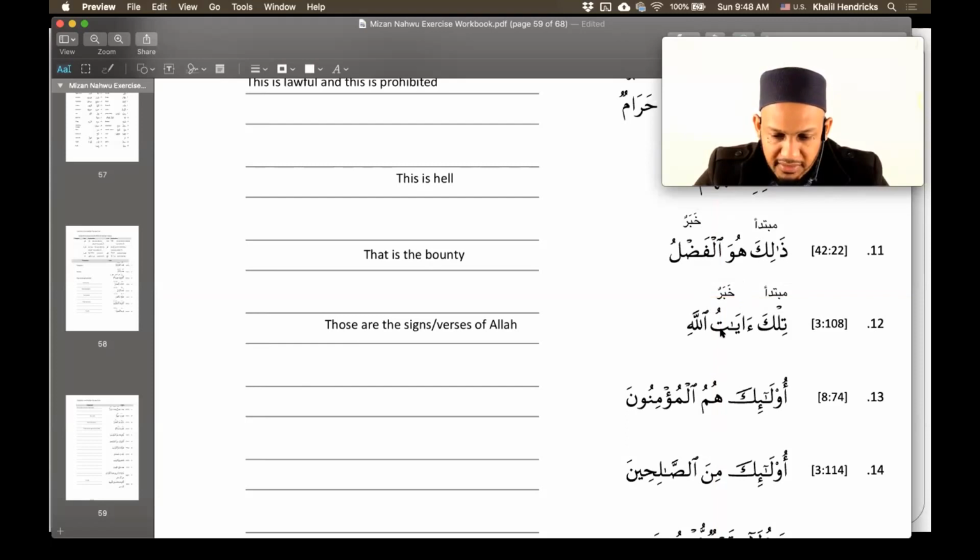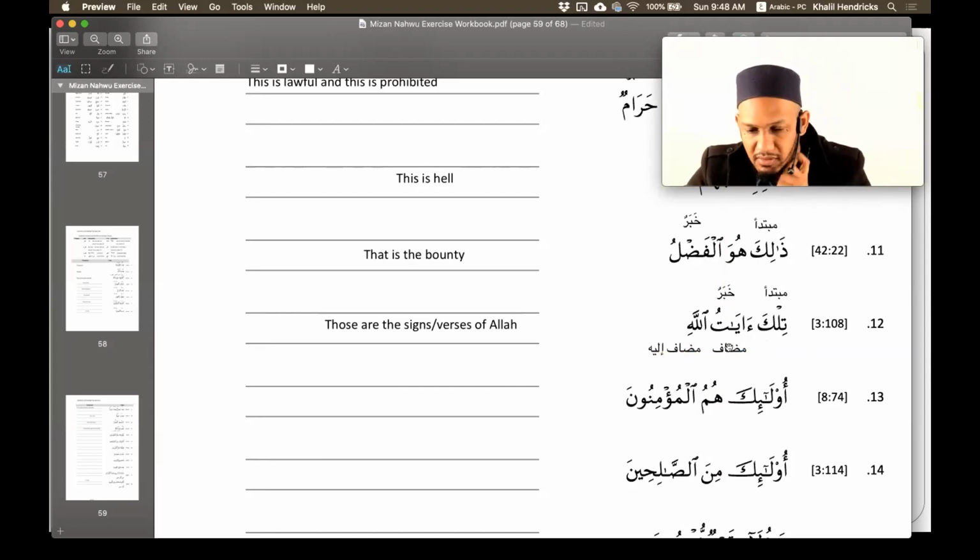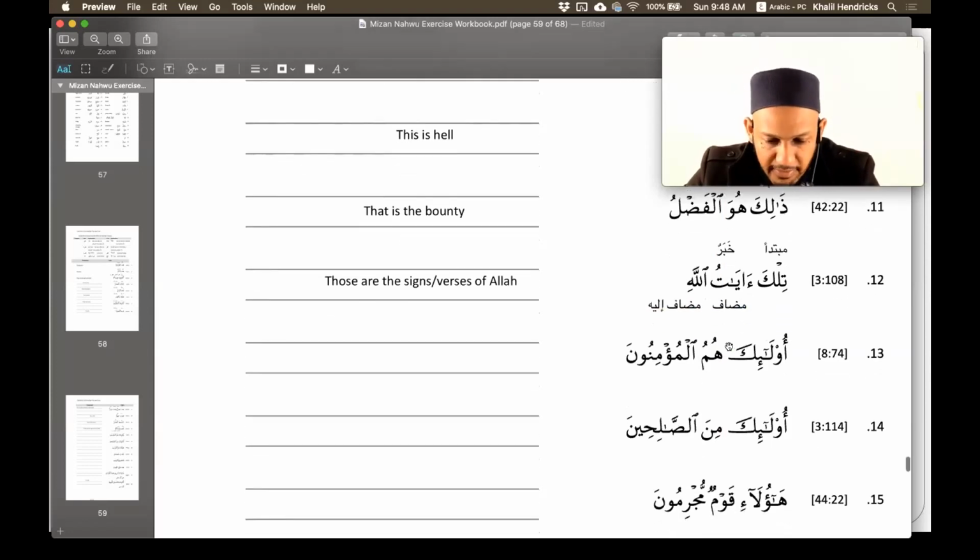Can you say ayat is light and the word Allah is jar? Yes, and then can it also be mubtada khabar? No, I mean, sorry, mudaf ilayh. Mudaf and mudafun ilay. Good. So the word Allah is the mudafun ilay, and the word ayat, at the same time as being khabar, is also mudaf. So translation: tilka, those are the verses of Allah.